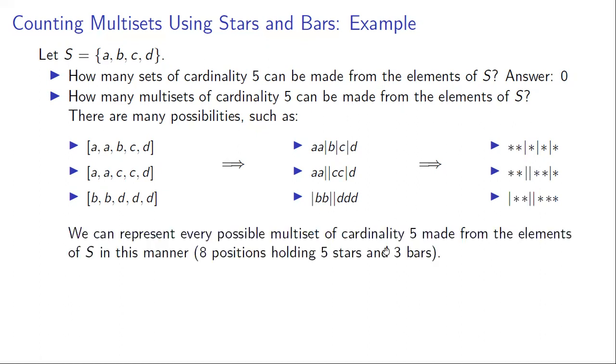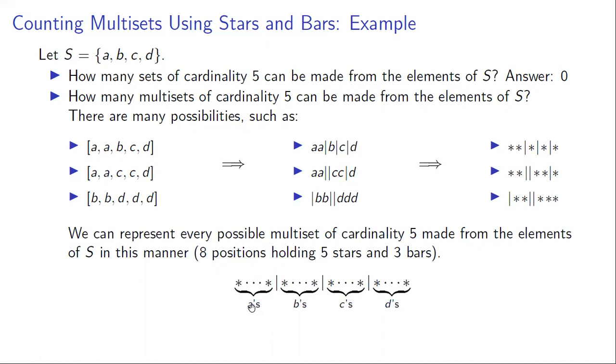So we can represent every possible multiset of cardinality 5 made from the elements of S in this manner, right? So what we're doing here is we have 8 positions, 1, 2, 3, 4, 5, 6, 7, 8, holding 5 stars and 3 bars, and every possible multiset of cardinality 5 made from the elements of S, which is what we want to count, can be represented in this manner, using stars and bars. But keep in mind, we have 8 positions. We need to fill them with 5 stars and 3 bars. Any random way we do it counts.